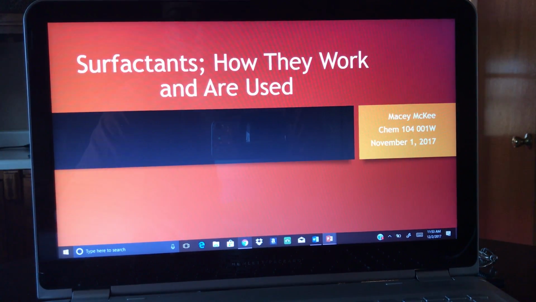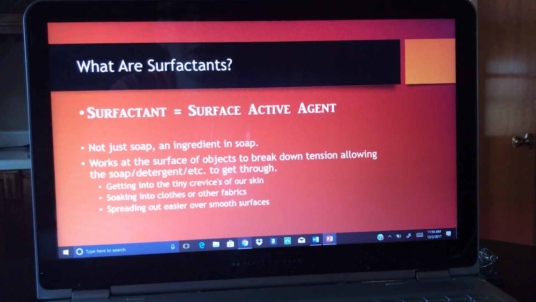Hey guys, so my special project is on surfactants and how they work and how they are used. I'm going to start out by explaining what surfactants are because if you're anything like me, I thought they were the same thing as soap starting off this project, but I learned that it is not just soap, but it's an ingredient in soap.